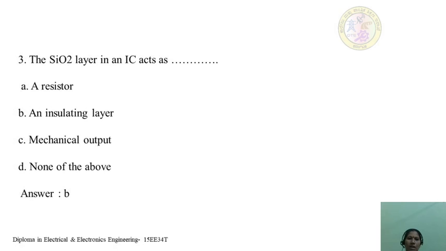The third question, the silicon dioxide layer in an integrated circuit acts as option A, resistors, option B, an insulating layer, option C, mechanical output, option D, none of the above. The silicon dioxide layer in an IC acts as an insulating layer. This is the right answer because this insulating layer will not allow the electric current to pass through it. Though silicon is basically a semiconducting material, and an IC is usually made up of a semiconducting material, this silicon dioxide is used as an insulating layer in ICs. Hence option B is the right answer.